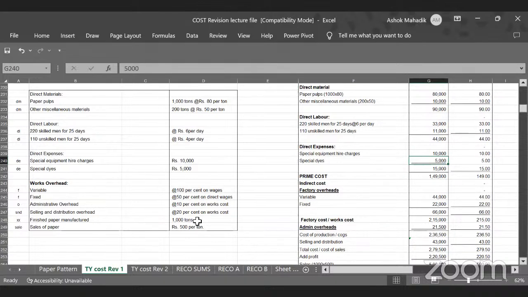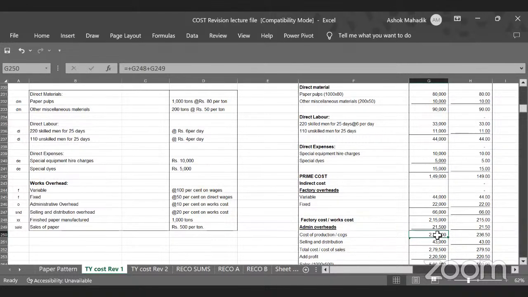So add these to your prime cost. You will get factory cost. Then admin overheads 10% of works cost. So we just got works cost as 2,15,000. 10% of that. Now give you cost of production. Then selling distribution. Okay. Is there any information about unsold stock? Not given. So we'll not consider opening and closing stock of finished goods. Okay. So after admin, we get cost of production, and that will be cost of goods sold only because there is no opening and closing stock.